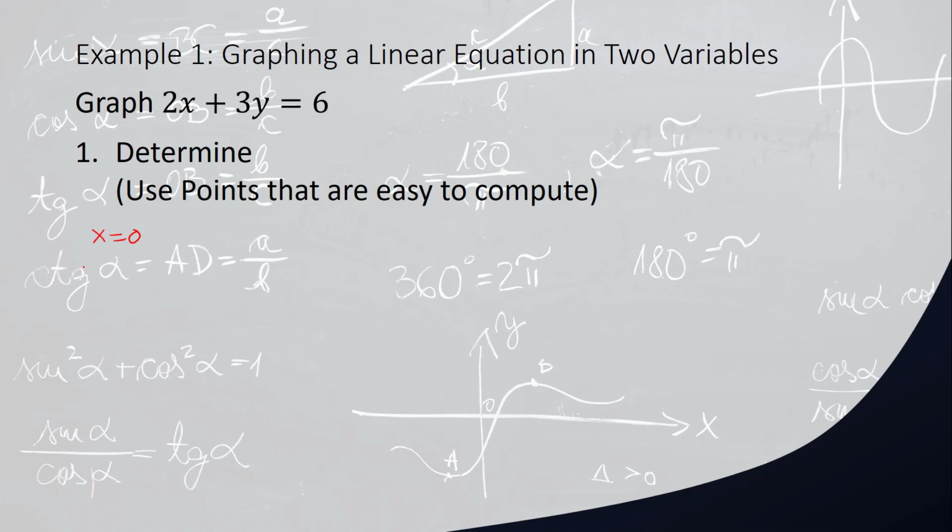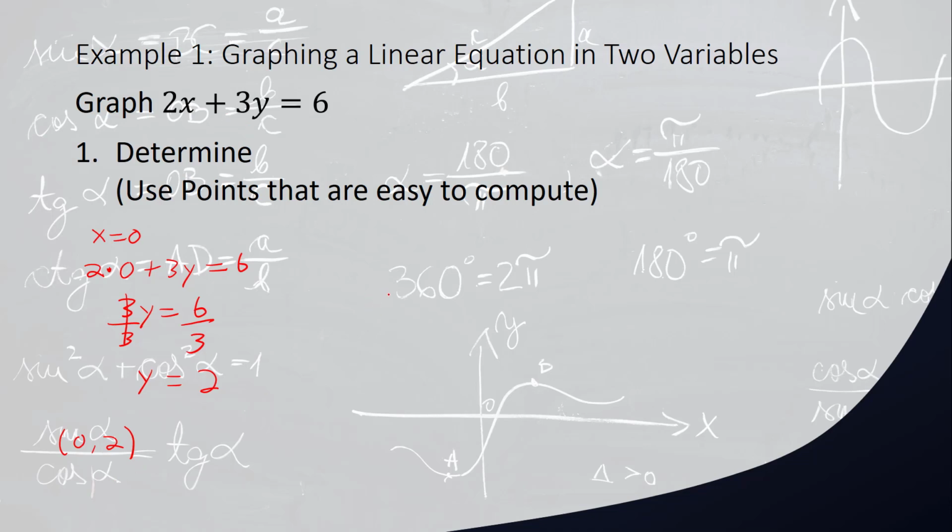And we will have 2 times 0 plus 3y is equal to 6. Fortunately, 2 times 0 is 0, which means we're left with 3y is equal to 6. We can divide both sides by 3. These cancel. We're left with y. 6 divided by 3 is 2. So we have when x is equal to 0, y is equal to 2. And that means that the ordered pair (0, 2) will satisfy this, is a solution to this equation. All right, so there's 1 point.